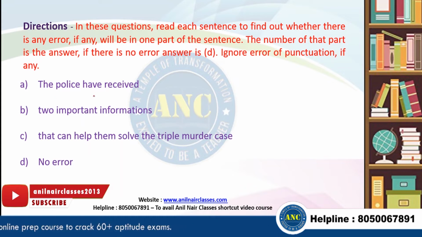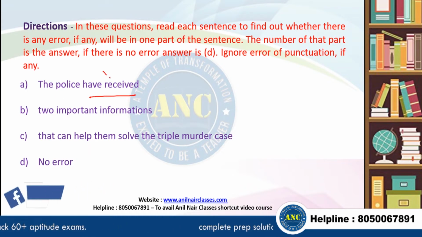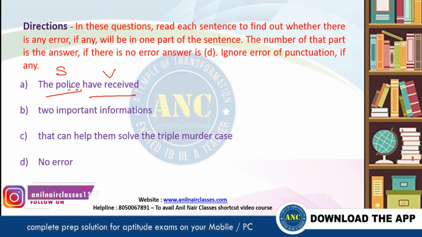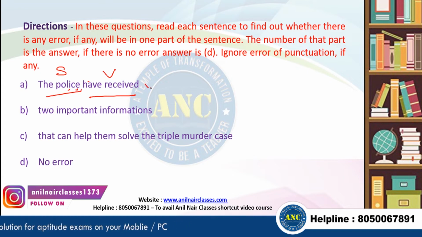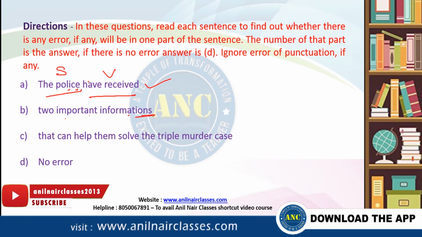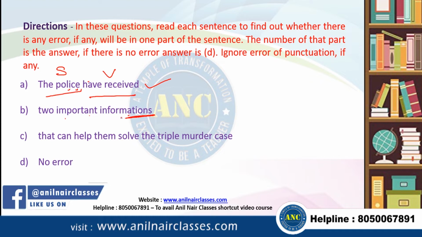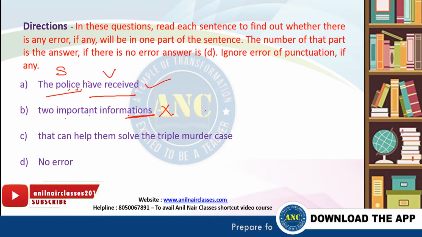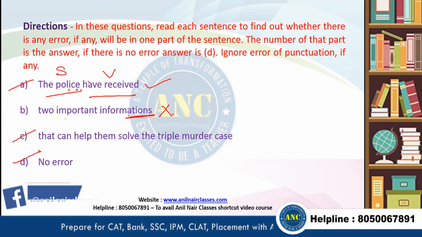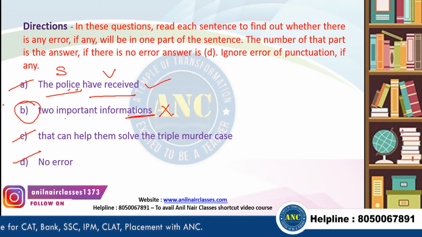Clear? The police have received. Who have received? Police. It's the subject. Plural form, right? It looks as if it is singular, but it's always plural. So that's why subject verb agreement is there. Two important informations. This information is an abstract noun. You can feel it, right? It's a concept. Abstract nouns are present only in the singular form. There is nothing called informations. So that is why it is the mistake over here. So we can get rid of A, C and D. Our right answer is B. Let's move ahead to the next question.